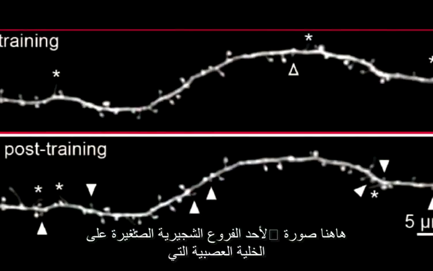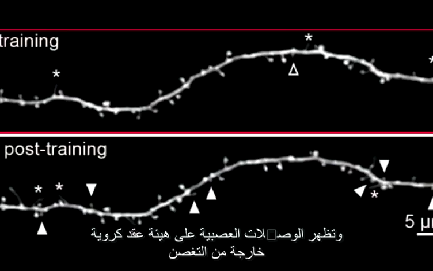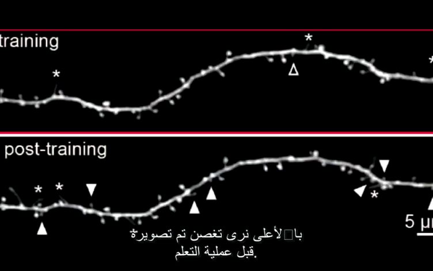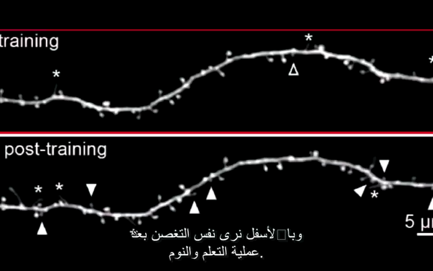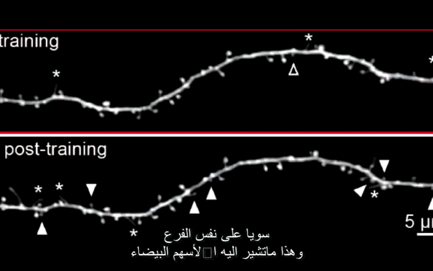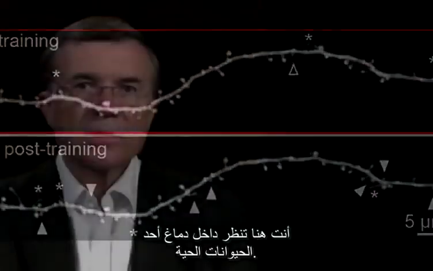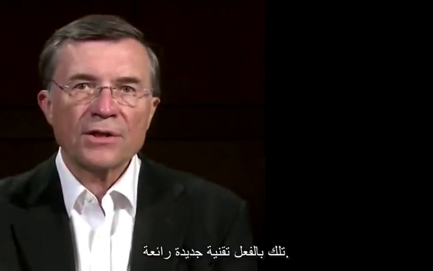This is a picture of one dendritic branch on a neuron which receives inputs from other neurons. The synapses are on the spiny knobs coming off the dendrite. On the top, the dendrite was imaged before learning. The same dendrite is shown below after learning and after sleep. Multiple synapses that are newly formed together on the same branch are indicated by the white arrowheads. You are looking down into the brain of a live animal. This is really a fantastic new technique.